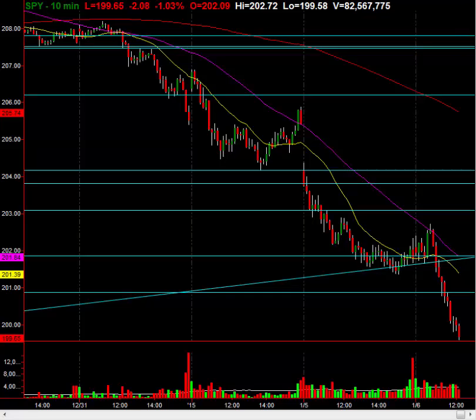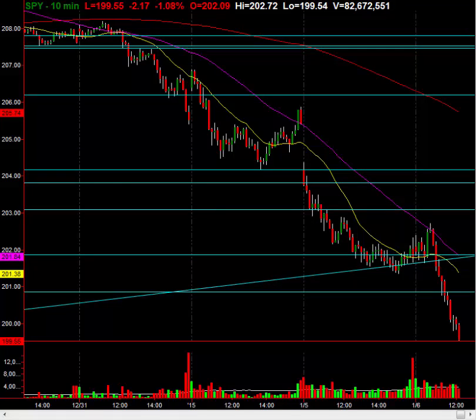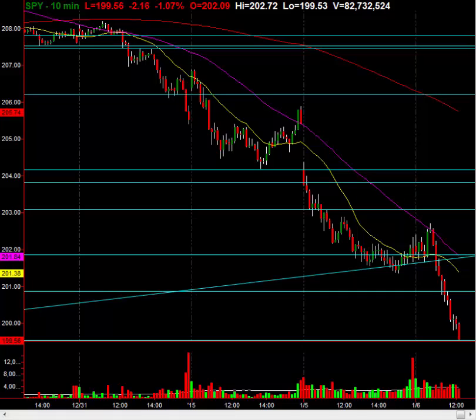I want to go over the trifecta. The trifecta is extremely important to understand because ultimately it is why the markets are falling consistently over the last few trading days. And again, you can see we were trading at 208 just 4 trading days ago. And look at the charts, all the way down to 199.50, 199.50 right here.